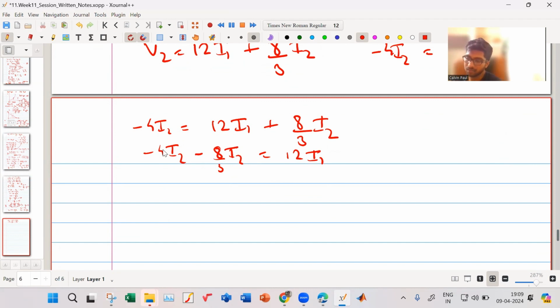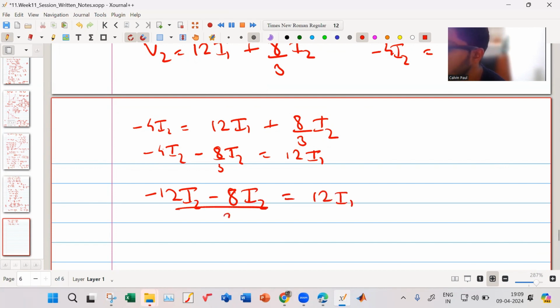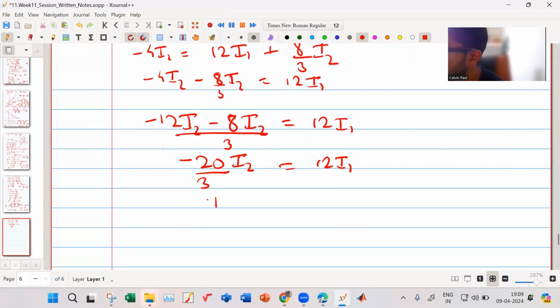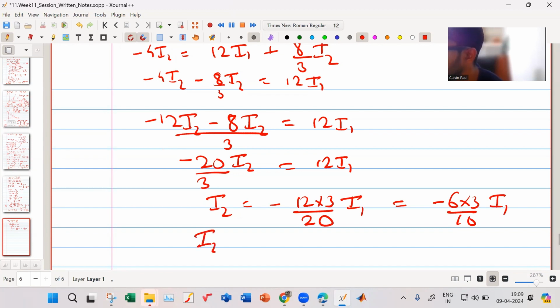How will I simplify this? We have the I2 by I1 ratio also. So I get minus 12 I2 minus 8 I2 is equal to 12 I1 upon 3. So that is minus 20 I2 upon 3 is equal to 12 I1. So I2 I can write as minus 12 into 3 upon 20 I1, that is equal to minus 6 into 3 upon 10 I1. So my I2 is actually equal to minus 1.8 I1.